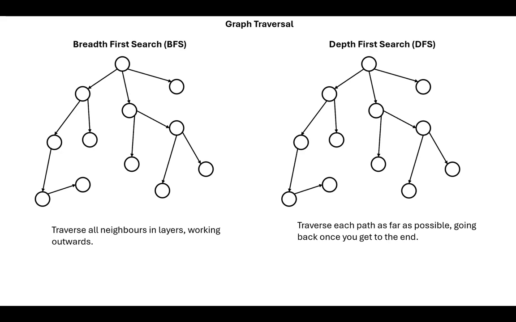We are going to consider breadth first search and depth first search. In breadth first search, we traverse all neighbours in layers, working outwards from the source node, whereas with depth first search, we follow each path as far as we can go, going back once we get to the end.